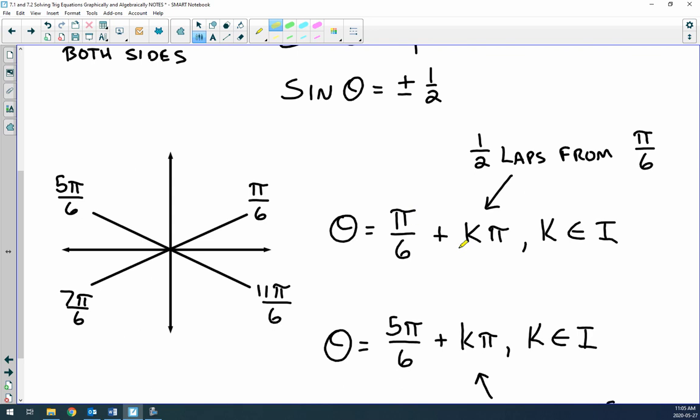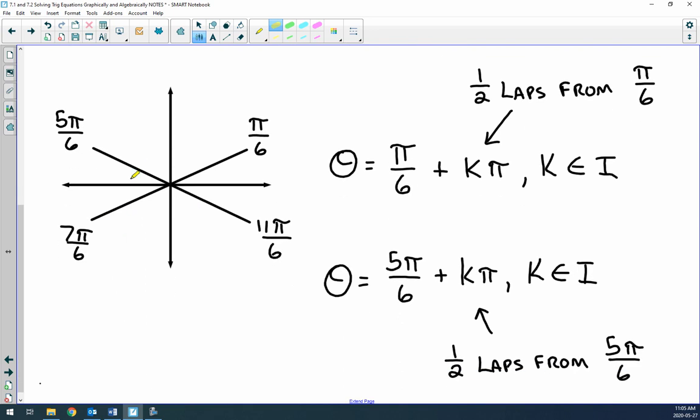So pi/6 plus k pi. So k pi, whatever k is, so 0, 1, 2, 3, or 4. So pi/6, and if this k was a 0, right, it doesn't move. If k was 1, it would move to 7 pi/6, and then so forth. And then we can look at the 5 pi/6 and do the same thing.